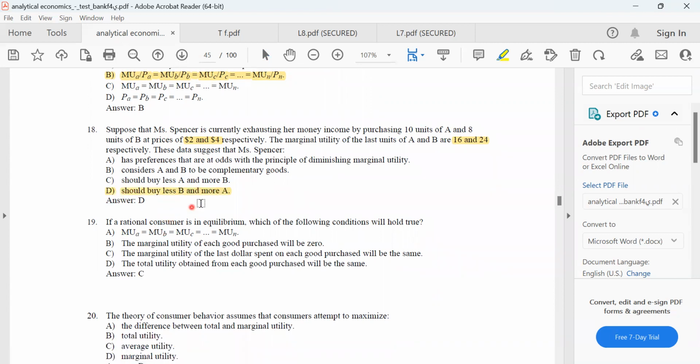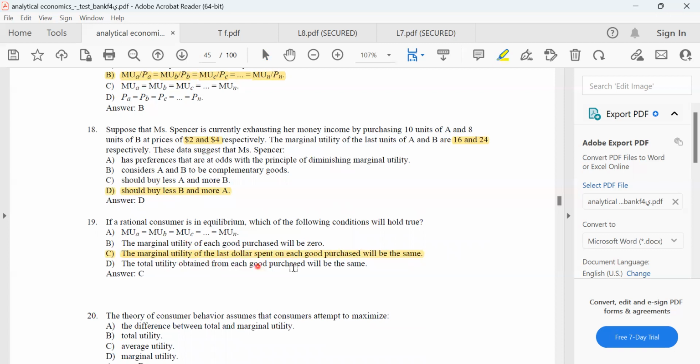If a rational consumer is in equilibrium, which of the following conditions will hold true? Marginal utility of A equals marginal utility of B. That's not true. Marginal utility of each product purchased will be zero. Not true. The marginal utility of the last dollar spent on each good purchased will be the same. So the marginal utility of the last dollar spent on each good will be equal.